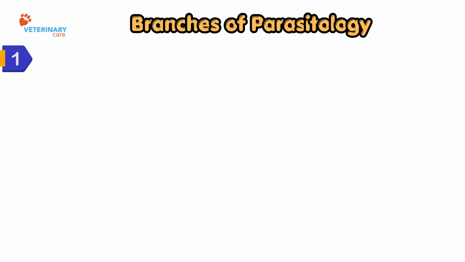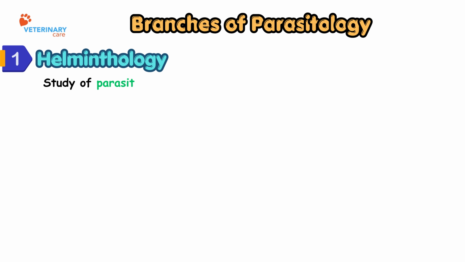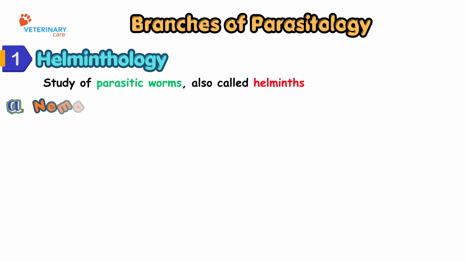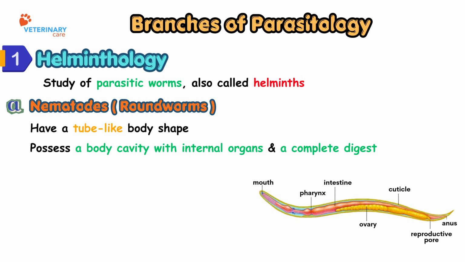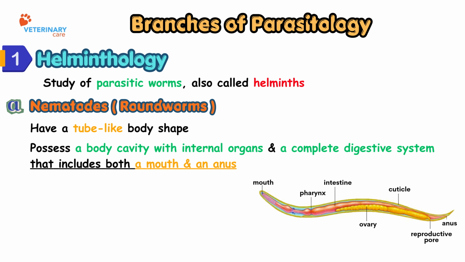The first branch is Helminthology. Helminthology is the study of parasitic worms, also called helminths. These are subdivided into three major groups. The first group is nematodes, also known as roundworms. Nematodes have a tube-like body shape. They possess a body cavity with internal organs and a complete digestive system that includes both a mouth and an anus. They also have a simple nervous system with a primitive brain.